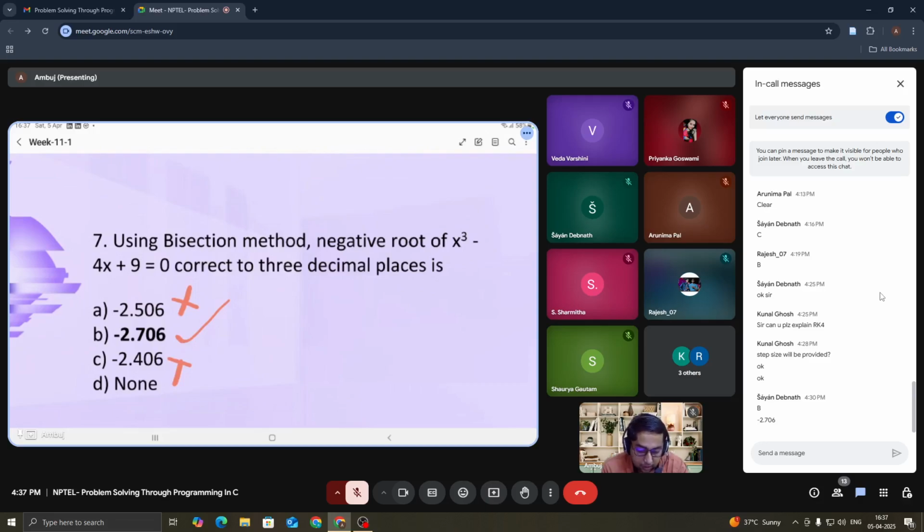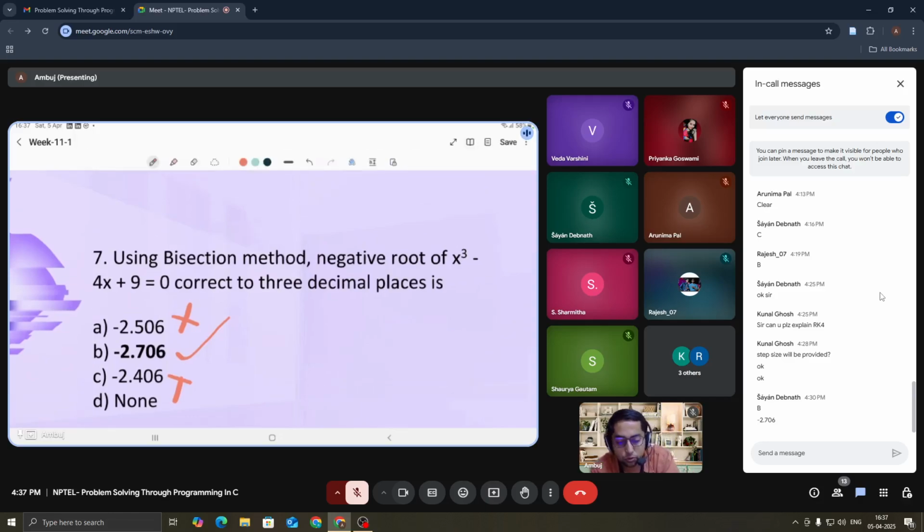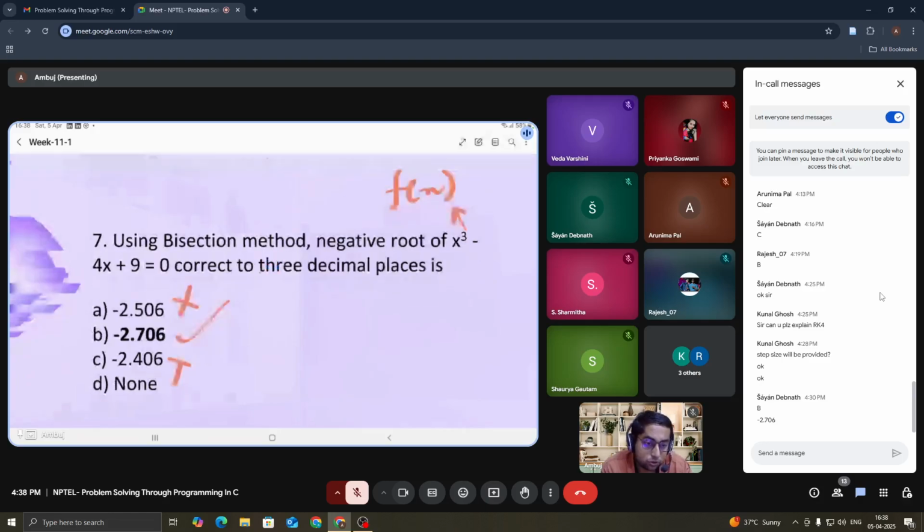Okay. If you are lacking in time and you have been provided the options, then no calculation you have to perform. F of x has already been provided to you: x cube minus 4x plus 9. Just put in all the options, and whichever option is closest to 0. It should be 0.00 or comparatively close that you have to see. Whichever option is closest to 0 would be the most appropriate root of that particular function.